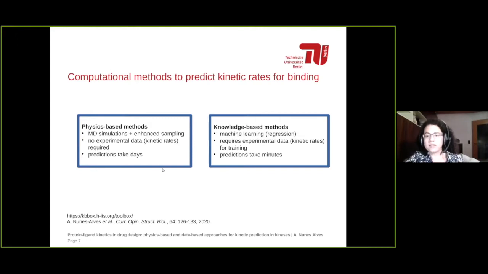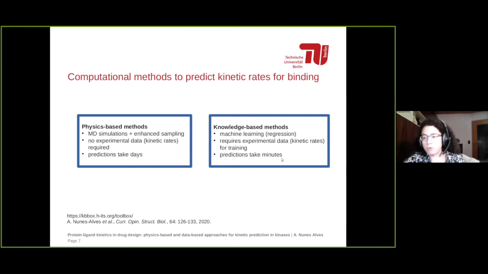And on the other hand, we can use data-driven or knowledge-based methods. And these methods use machine learning methods, regression. And the disadvantage here is that we require experimental data for training our methods. And the larger the data sets we have for training, the better. But once we have the method parameterized, the advantage here is that we can make predictions in seconds or minutes.